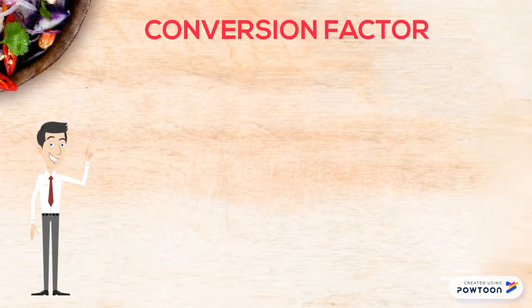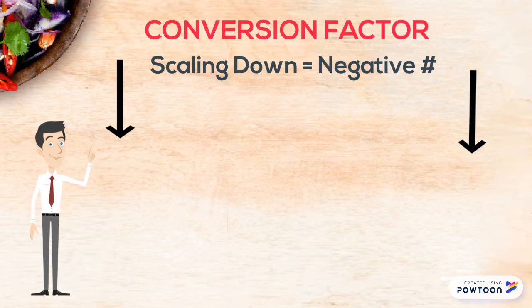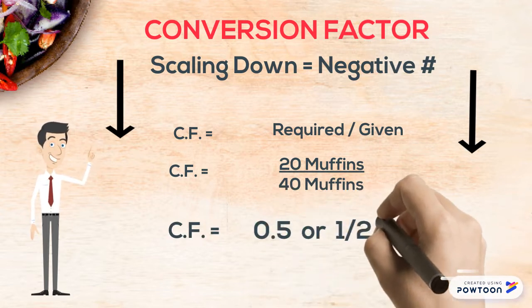One thing to note, when scaling down recipes, you will be multiplying by a factor less than 1. So, for example, scaling from 40 to 20 would be multiplying by a factor of 0.5.